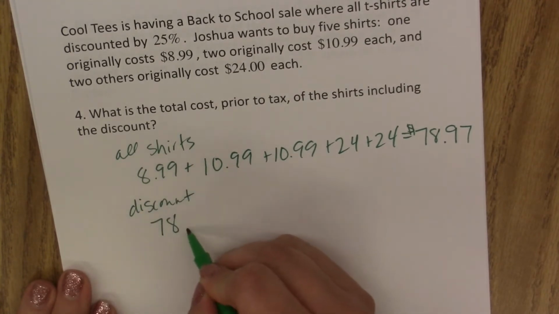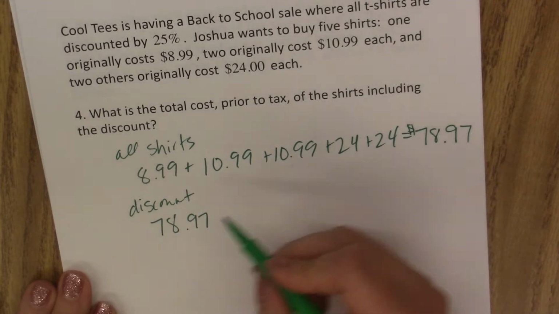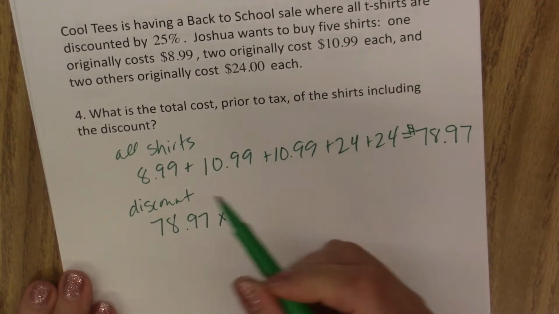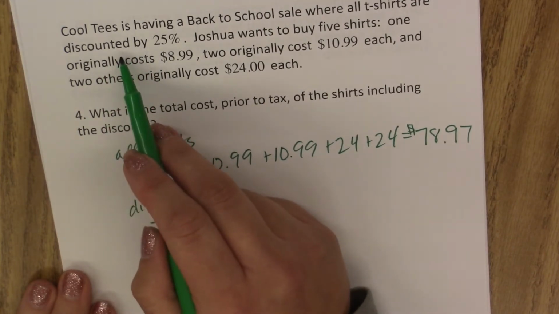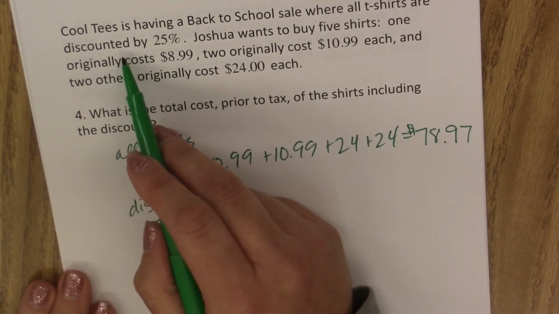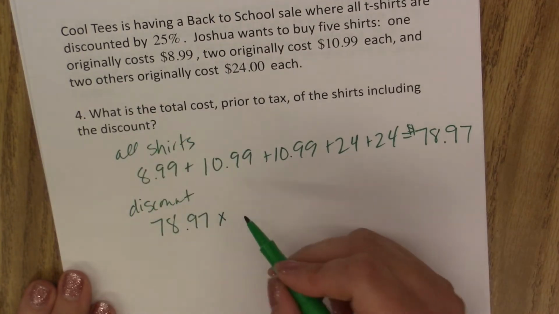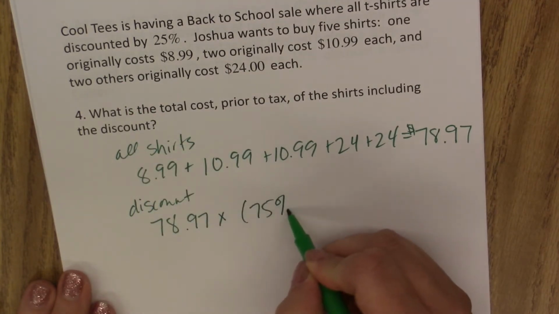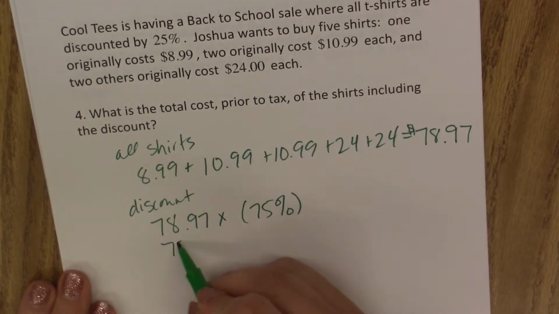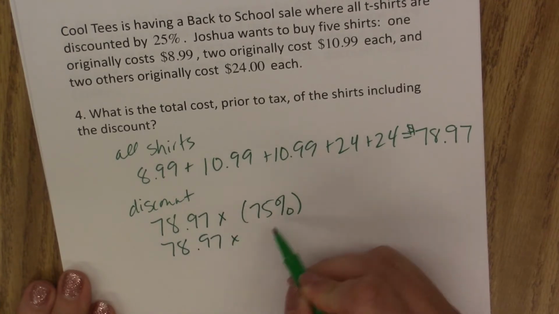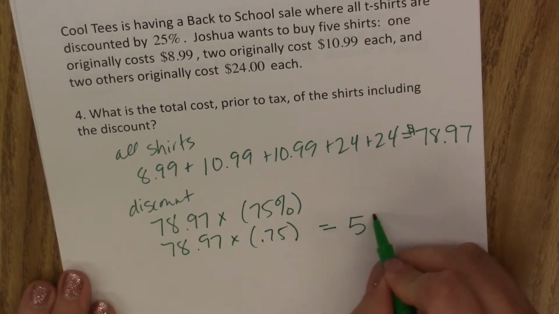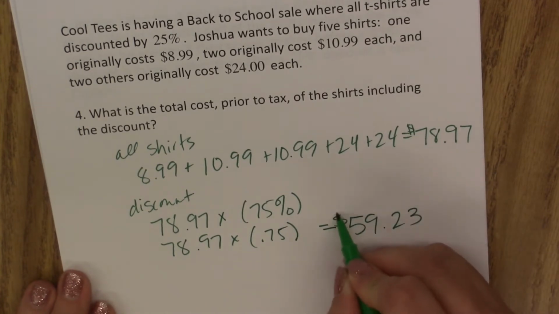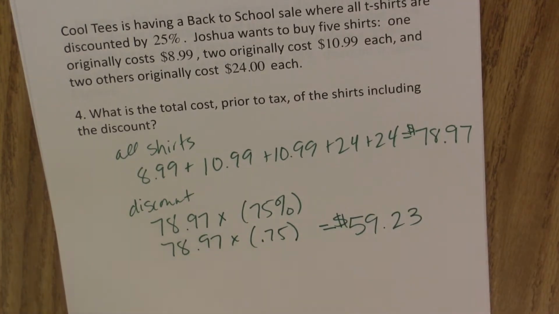But we also need to add in the discount. So if I take my original amount, and we talk about the discount now, discounted by 25%. So if it's discounted, it's going down. So again, anytime we go up or down, we start at 100. So if we go down 25, we would be paying 75% of that. So change that percent to a decimal, and we get $59.23.